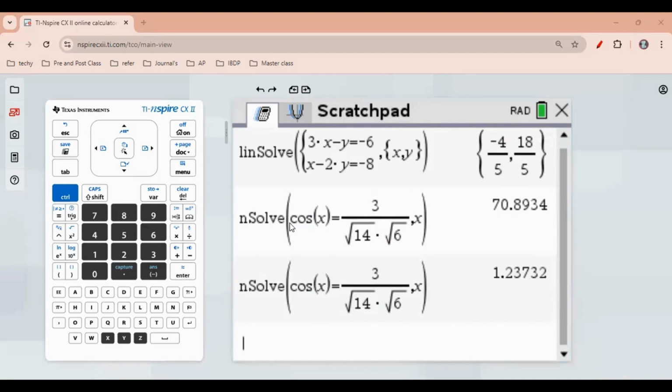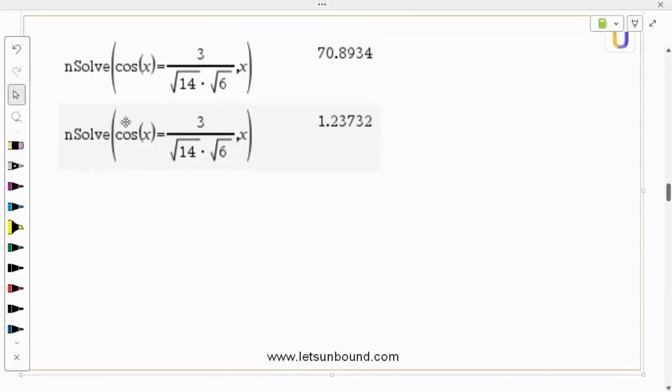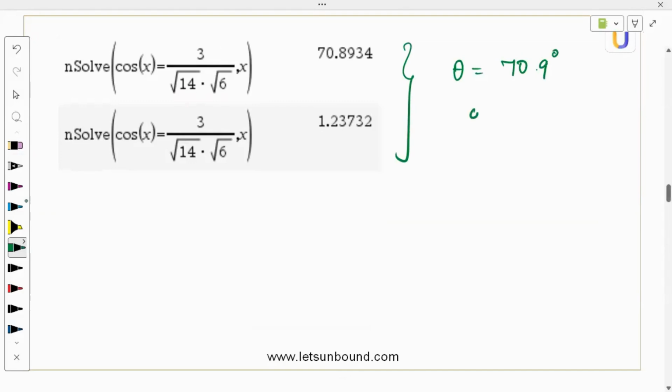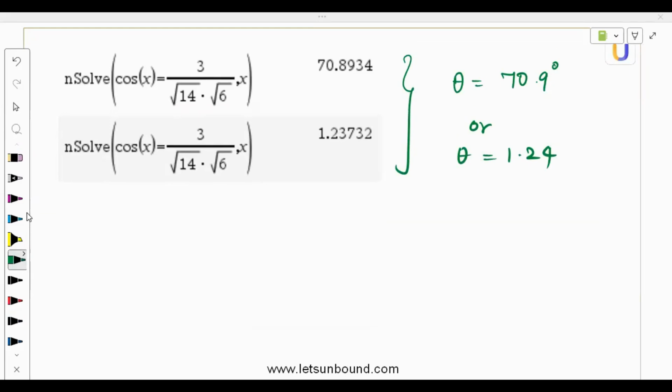Let's take it over to the solution page. This is what we got. So theta is equal to 70.9 degrees, or theta equals 1.24 radians. This completes the problem.